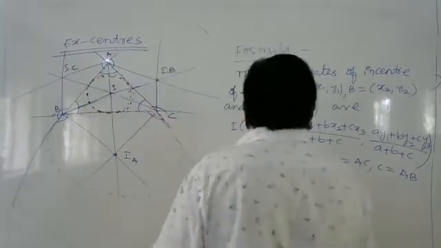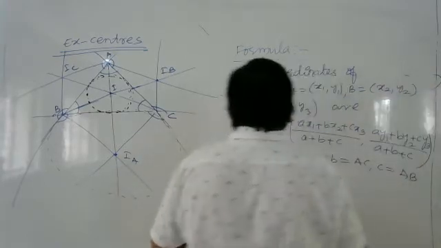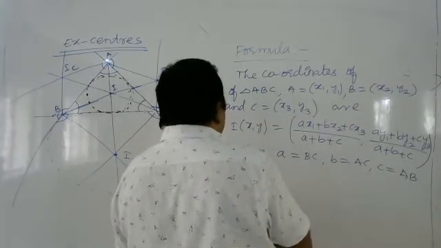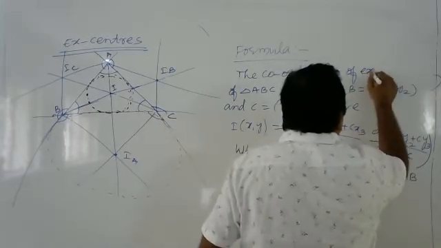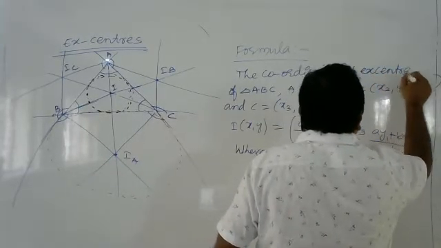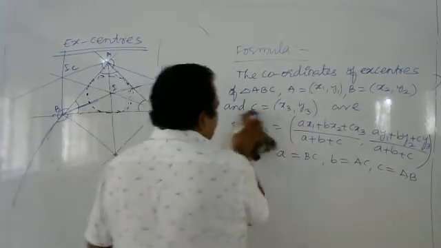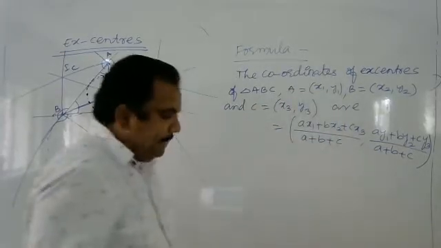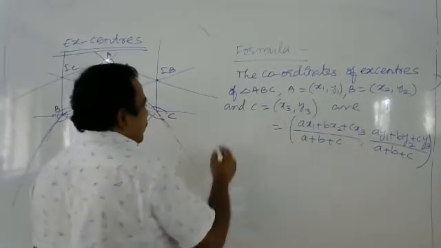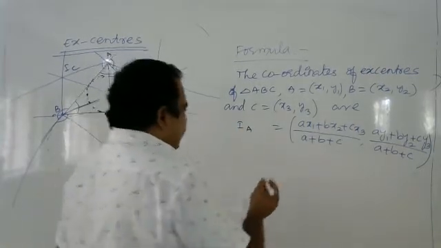Now you can write the formula. The formula: coordinates of excenters of triangle ABC are, first IA will be, so here we have to take minus.